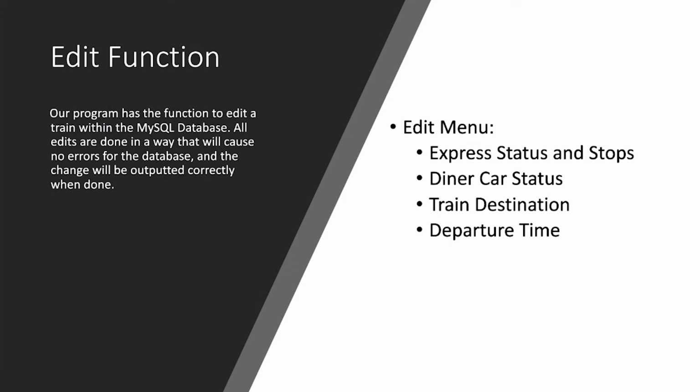The next function our project has is the edit function, which allows admins to edit trains and train routes in our database as long as they have the ID for the specific item they're looking for. The edit menu allows you to change the express status and stops, the diner car status, the train destination, and the departure time for a specific train. Each of these inputs are formatted correctly, causing no errors in the database.